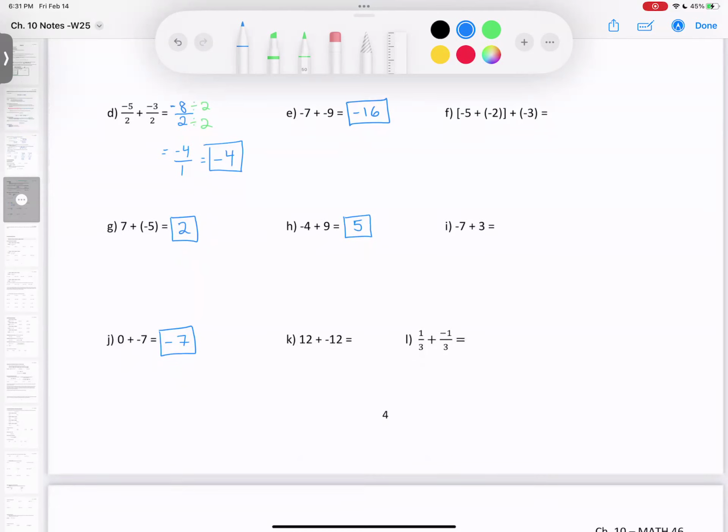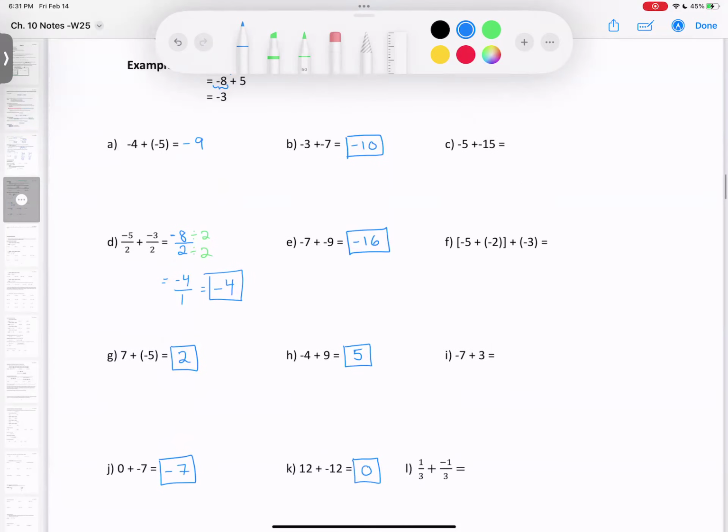Okay, 12 plus -12. Well, bigger minus smaller, I guess we can't really think of it as that rule. But we have $12 and then we owe $12. That means we have 0. So any number plus its negative is just going to give you 0. Okay, C, we have -5 plus -15. So our answer will be even more negative at -20.